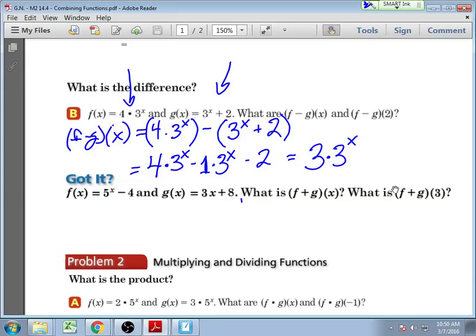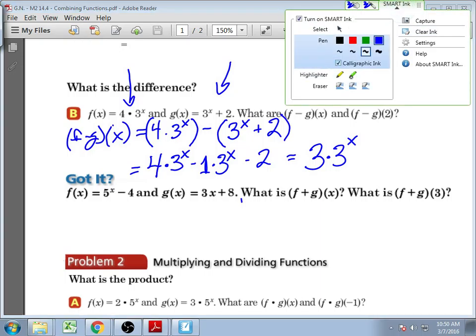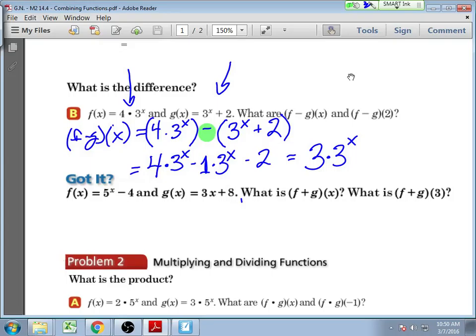Plus 2. Oh, yeah? Oh, yeah. The minus distributes and applies to both. That's how I get my minus 2. So what we should end up with is 3 times 3 to the x minus 2. But we still have to evaluate. So we're still going to have to plug in.